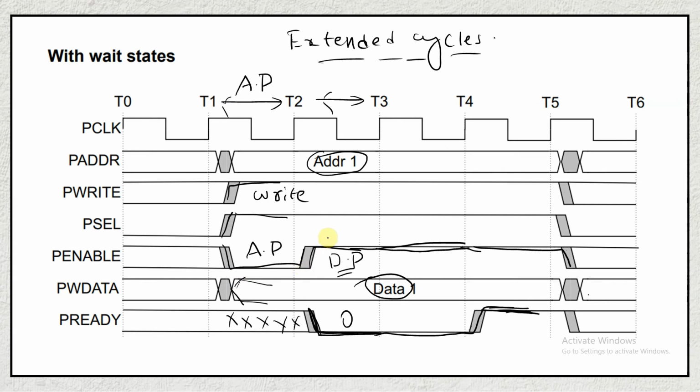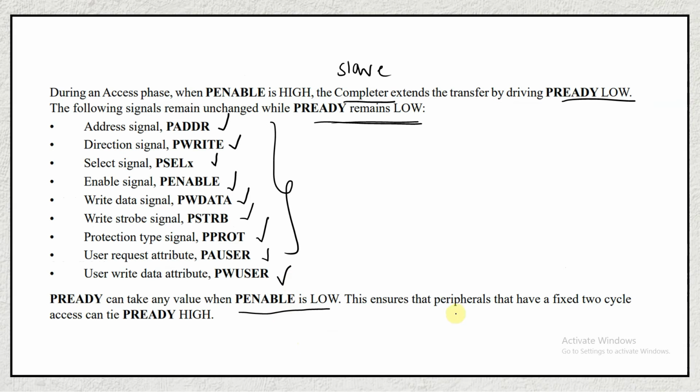So whenever your PENABLE is equal to low, that is, it is an address phase, your PREADY can be either 1 or 0. We are not going to care about that. This ensures that peripherals that have a fixed 2-cycle access can tie PREADY high. Okay, so this is how we are going to perform a write operation with wait states.